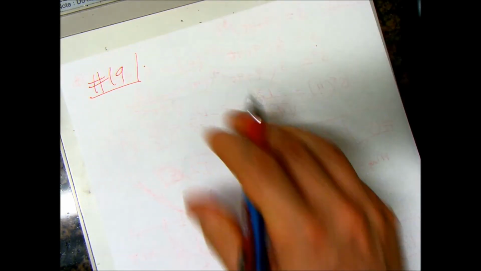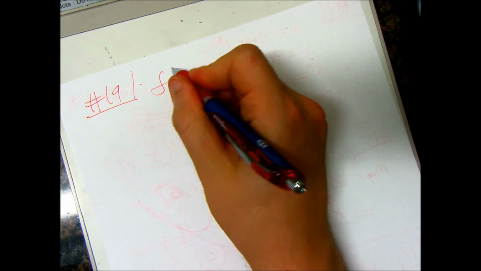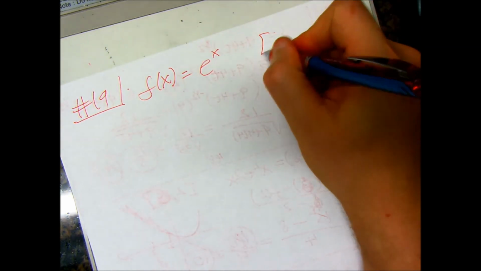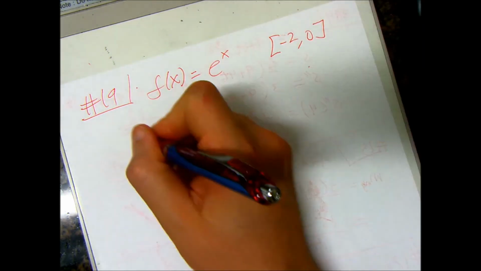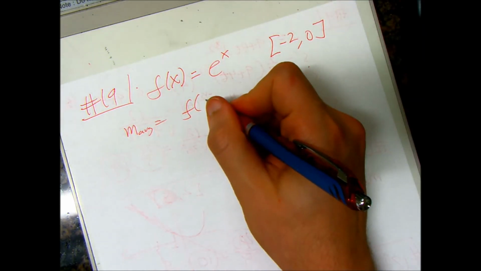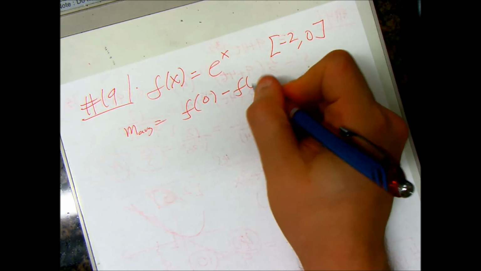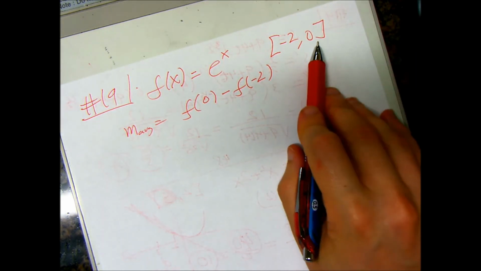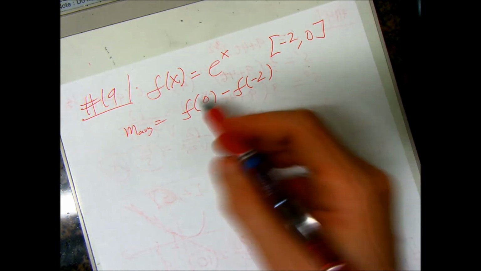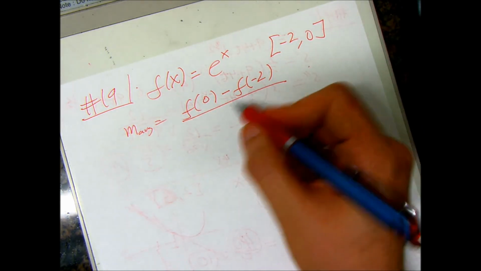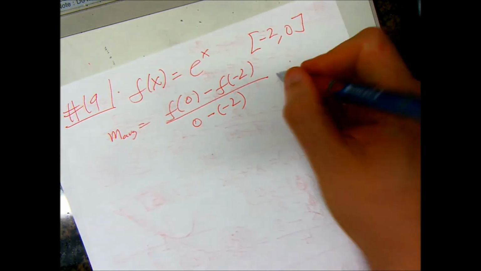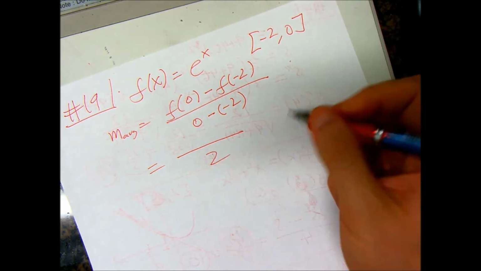Number 19. All right, I'm just doing this same idea again, but it's just e to the x, so we need to know how to work with our e's. Formula is the same. F of 0 minus f of -2. I like to do right then left. Final minus initial. All right. Then 0 minus -2. Okay. So this is all going to end up being over 2.